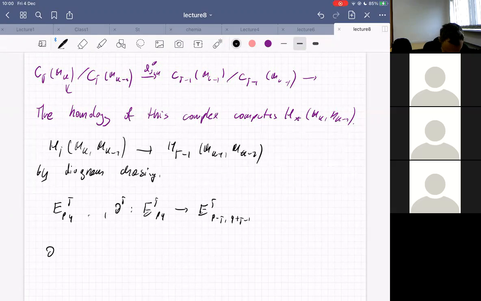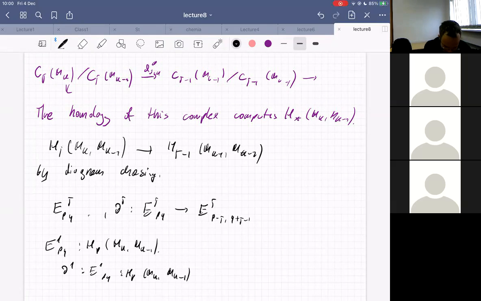And the key point is that E^1_{pq} is H_p of M_k over M_{k-1}, and d^1 goes from H_p(M_k, M_{k-1}) to H_{p-1}(M_{k-1}, M_{k-2}). So I gave you the motivation. Now I give a precise result which we will rely on.